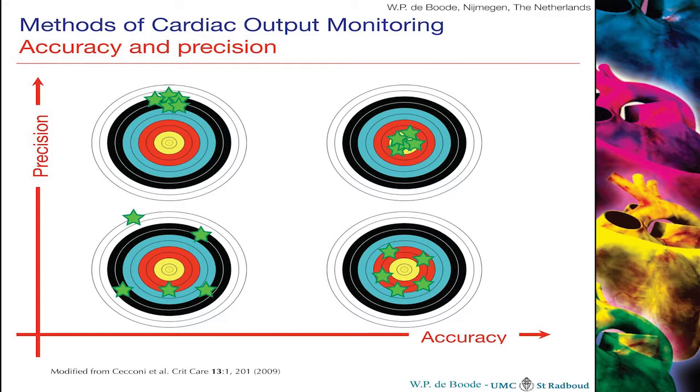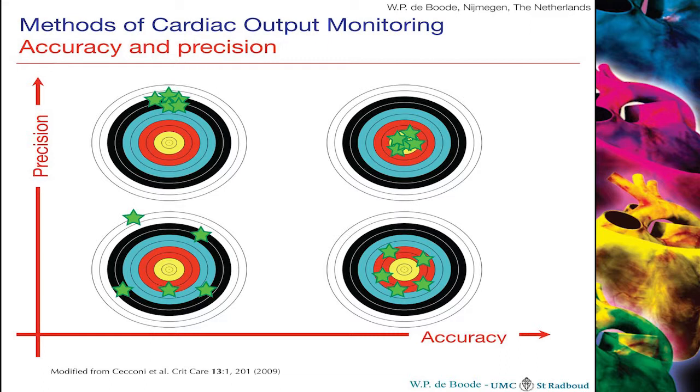When you want to look at a new method of cardiac output measurement, you have to validate it against a gold standard, a true method of cardiac output measurement. And on the x-axis there is the accuracy, which says how close you are to the bullseye, and on the y-axis is the precision, how close to each other every repeated measurement is. And as you can see, this is the worst case, a low accuracy, a low precision. It's random, you don't hit the real target.